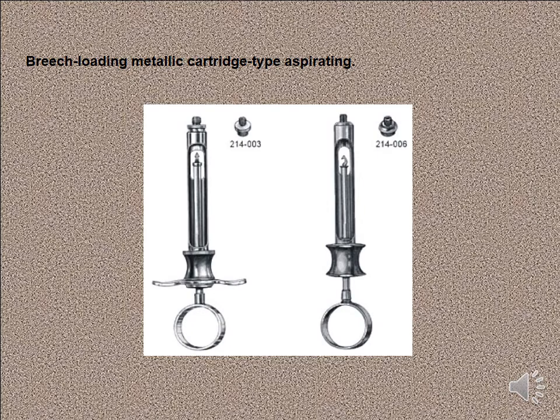The first type of dental syringe is the breech-loading metallic cartridge type, aspirating. This type of aspirating syringe can aspirate the fluid from inside the body by the presence of a hook in the top of the piston. This type of syringe is very safe for giving block anesthesia.